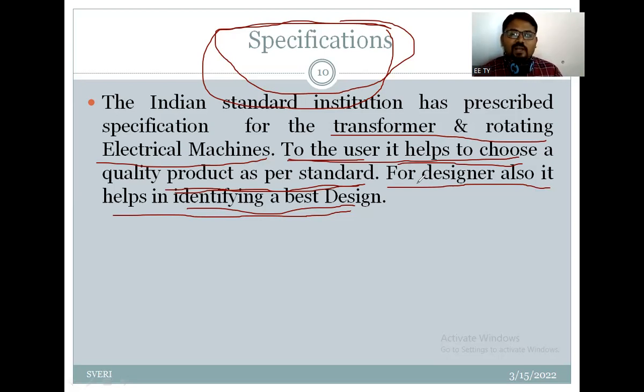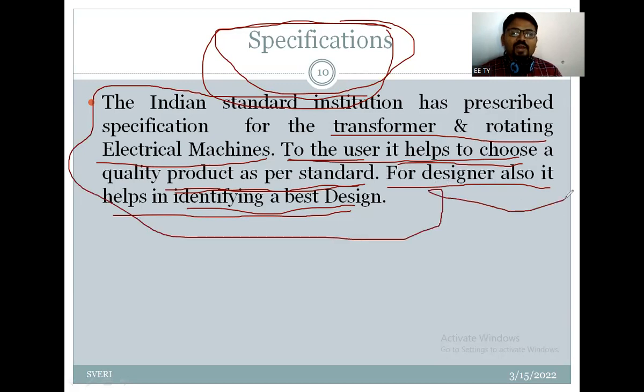If they are going to ask the question, write a short note on the specifications used, what you have to do is, first of all, write a basic introduction on why the specifications are useful, and after that, write the specification of each and every electrical machine. That is nothing but the transformer, induction motor, synchronous machines, and the DC machines.